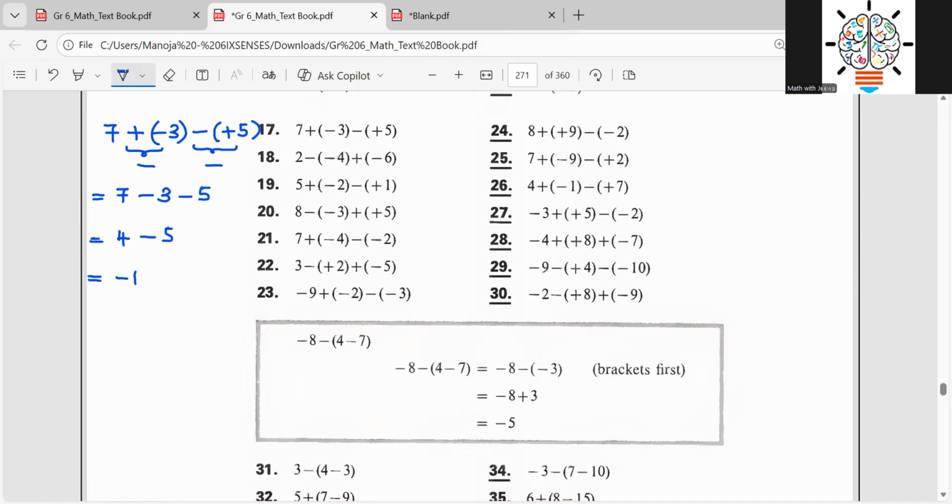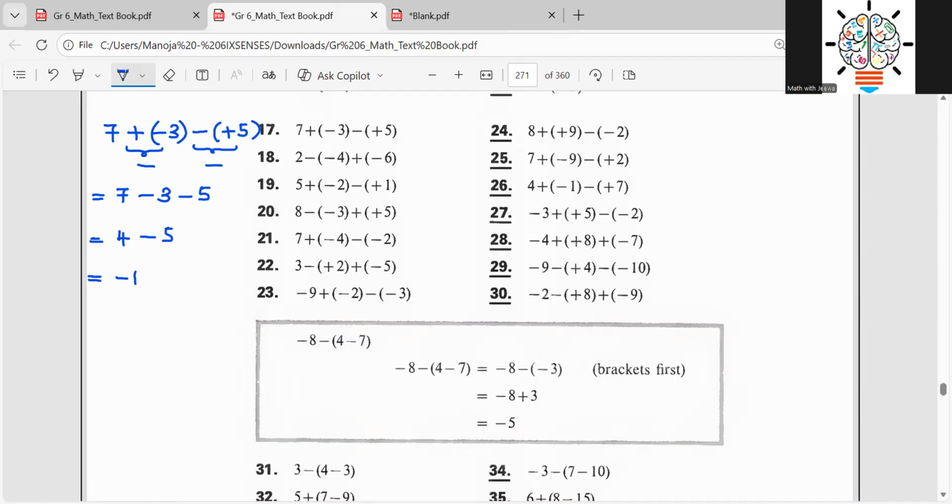This is easy. The most important thing is to convert those two signs into one sign. Positive and negative, different signs, you get a negative answer. Negative and positive, different signs, you get a negative answer. Then you rewrite the question: 7 minus 3 minus 5. 7 minus 3 is 4. 4 minus 5 is negative 1, right?